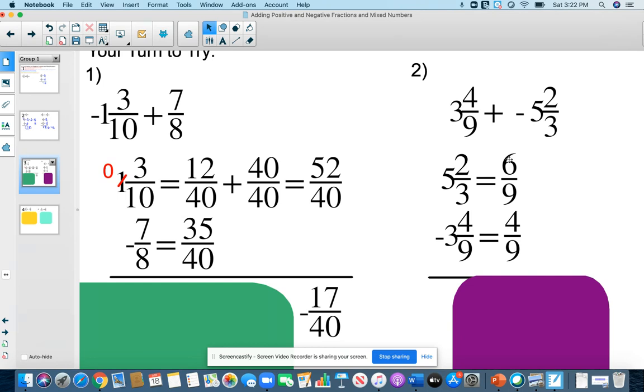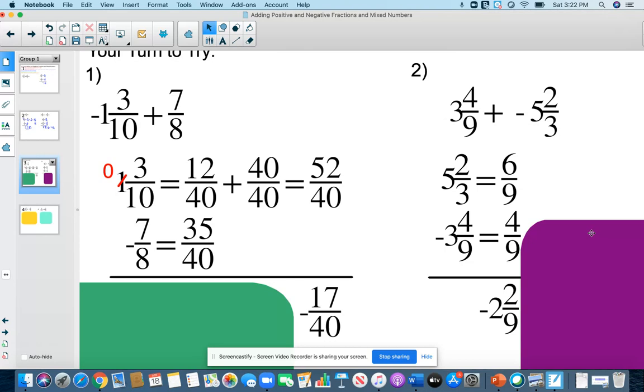So now I go ahead and subtract 6 minus 4, which gives me 2. So my answer would be 2/9, and then subtract the 5 minus 3, which is 2. And if you notice, it is negative because negative 5 and 2/3 has a larger absolute value. Hopefully you got those two correct. If you didn't, we have two more to try.